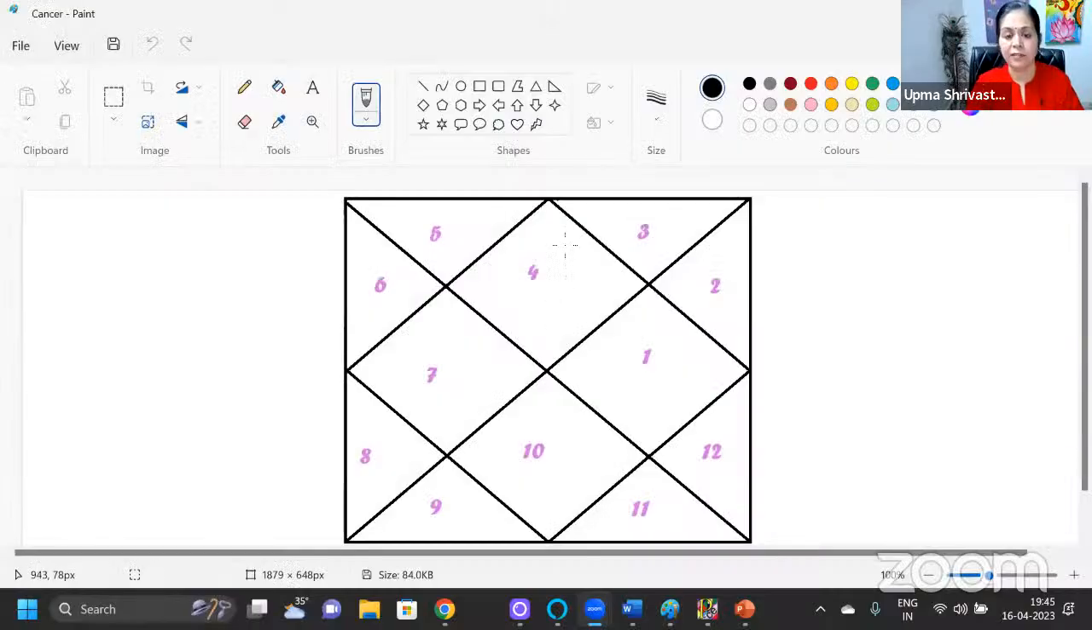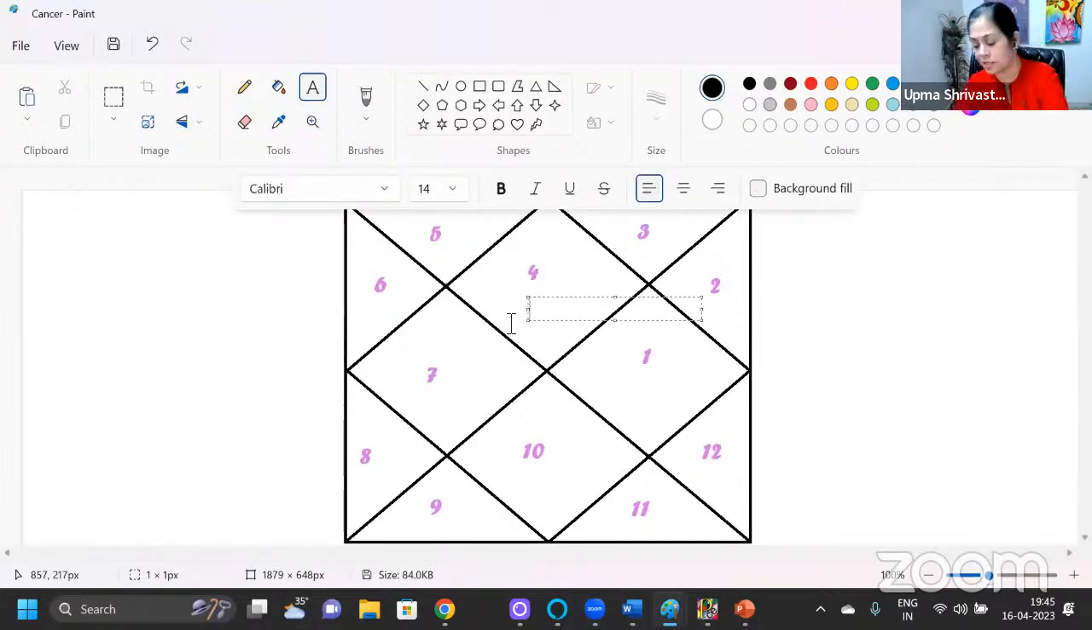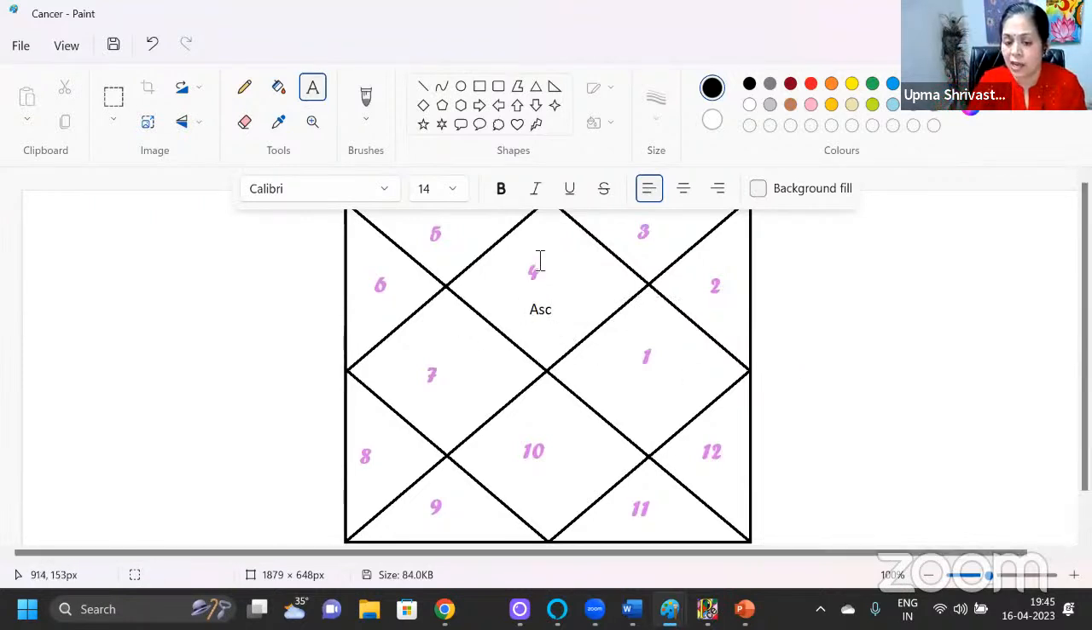How do we check the moon ascendant? You had confirmed our ascendant sign. Let's say this is number 4. This always remains the ascendant. The first house indicates the ascendant sign. Whatever number is placed, that will become your ascendant. Now the moon can be here or the moon can be anywhere.